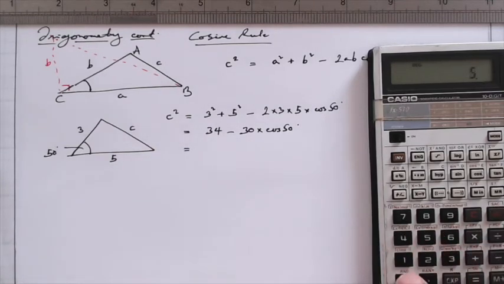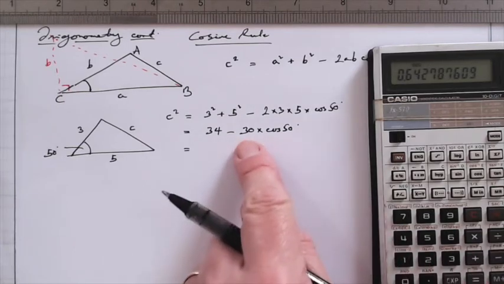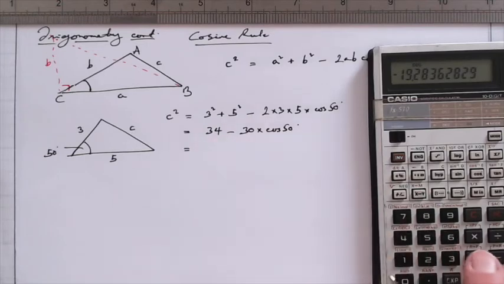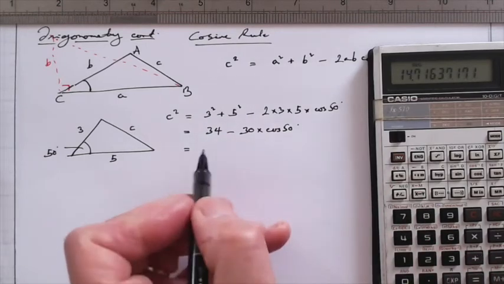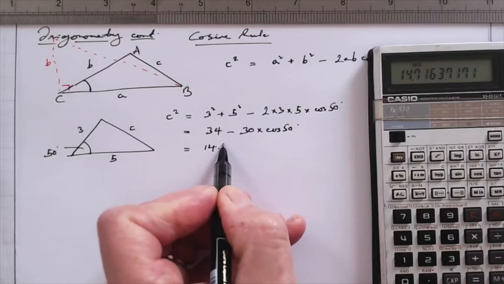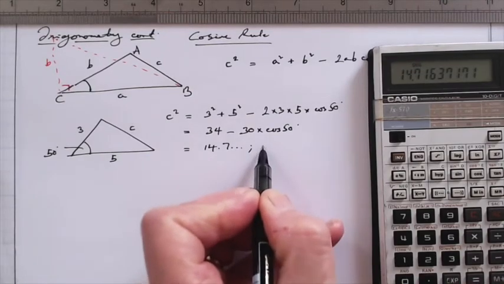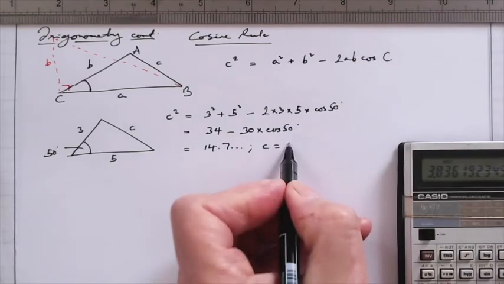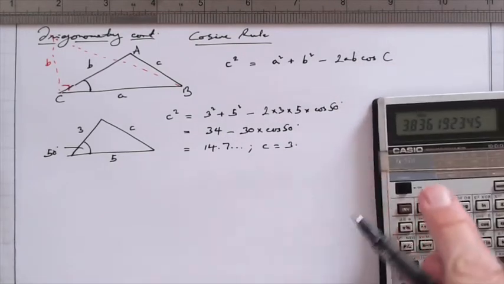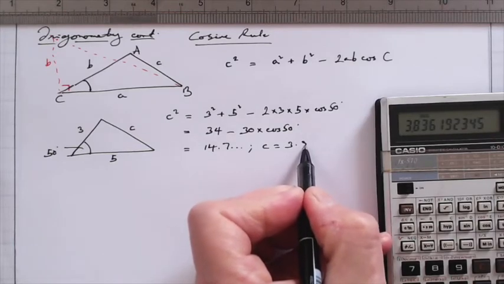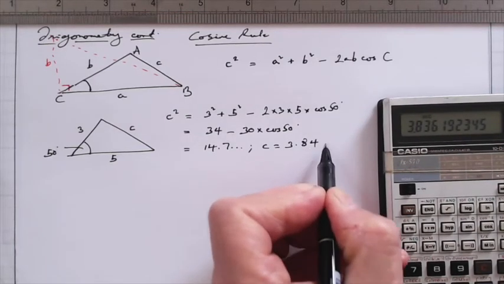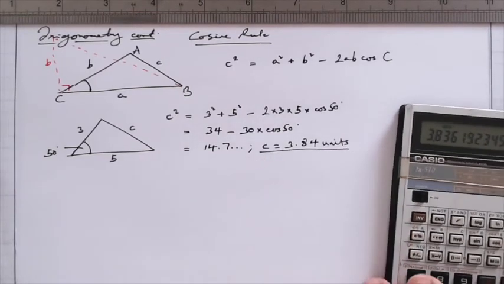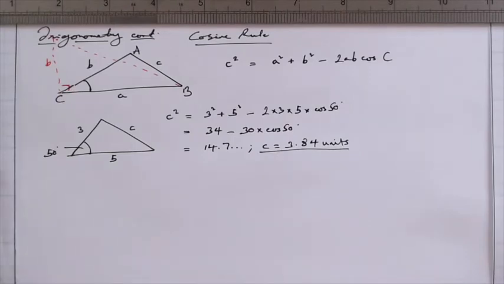So I have 50 degrees, take the cosine of that, multiply it by 30, and then I want to subtract that from 34, and that gives me 14.7 dot dot dot, and then c will be the square root of that, and I get 3.836 dot dot dot. I'm going to write that as usual to 2 decimal places, 3.84 units. Okay, so that's a very typical example of the use of the cosine rule.